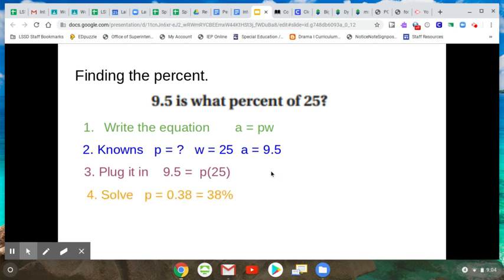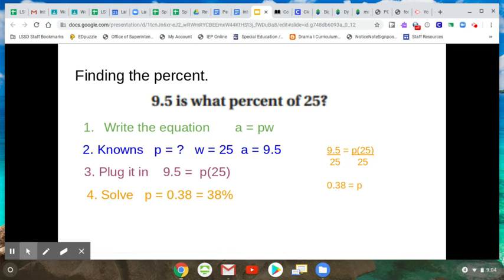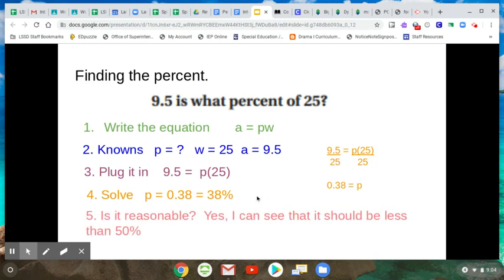Now this one is a little trickier because I actually have to do some real solving, right? I'm going to need to divide by 25 on both sides. And I end up with 0.038. Am I done there? No, because it asks for the percent. So I need to convert it into a percent. And then I look at it. Is it reasonable? Yeah, this is reasonable.